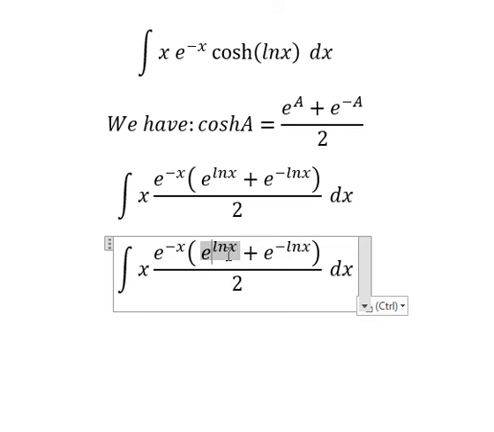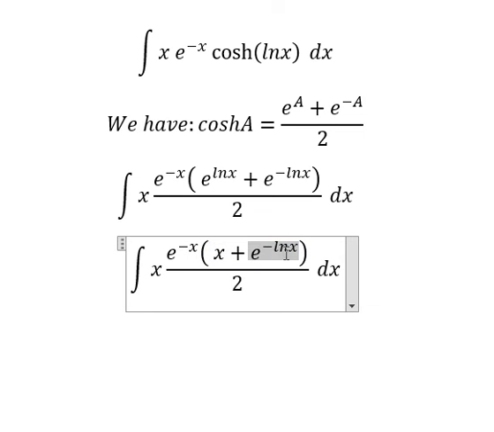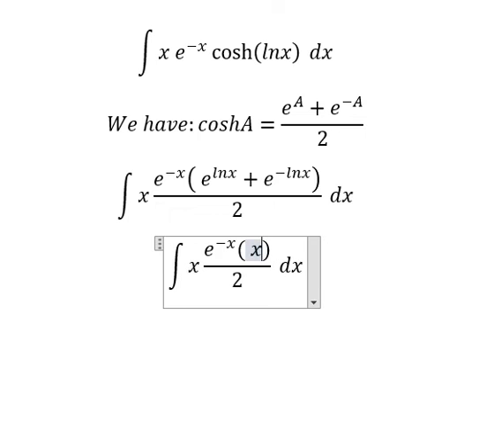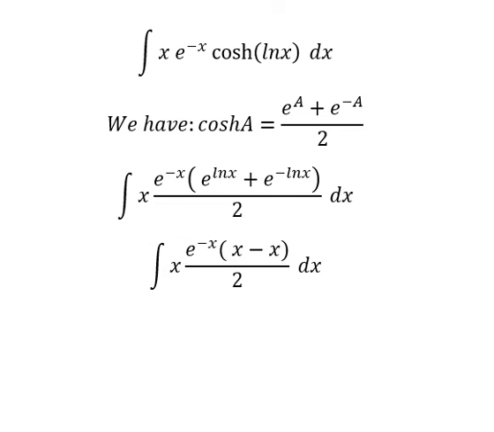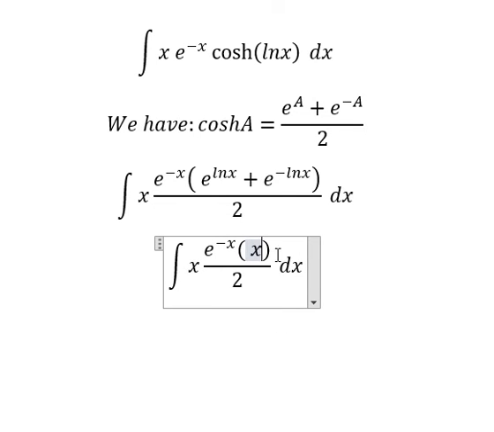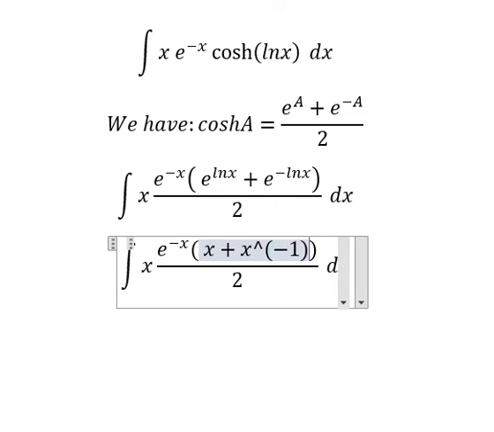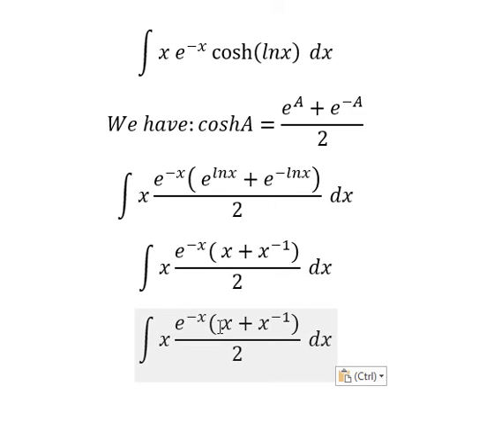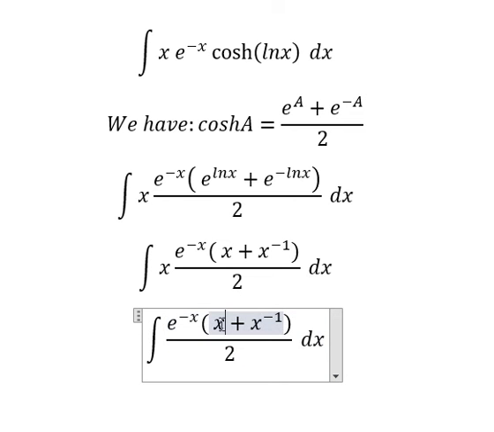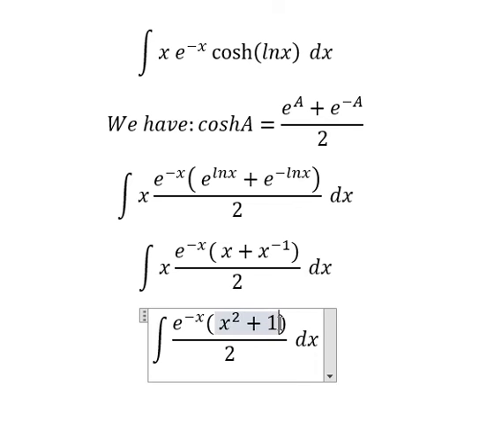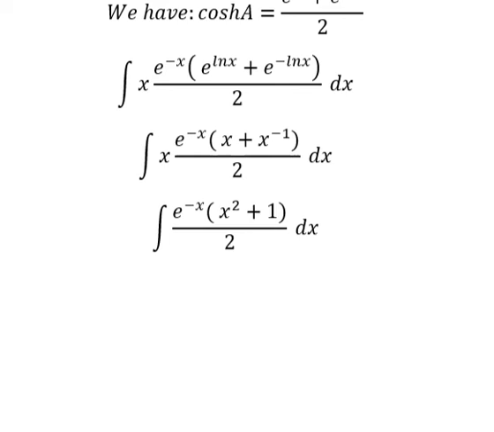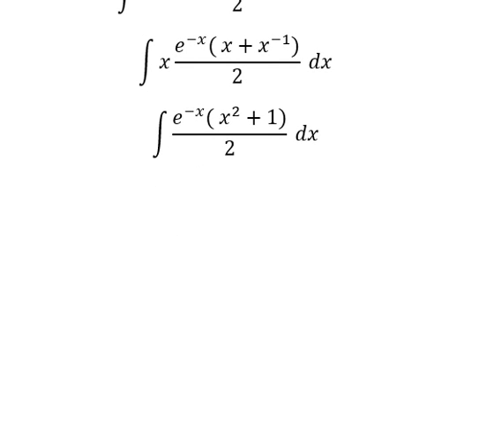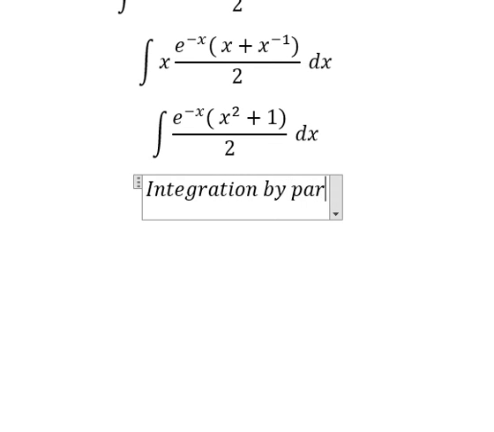So this one we have s, this one we have negative s, s to the power of negative 1. Now, so we have s multiplied by this one, and we have like this. Now, we can use integration by parts.